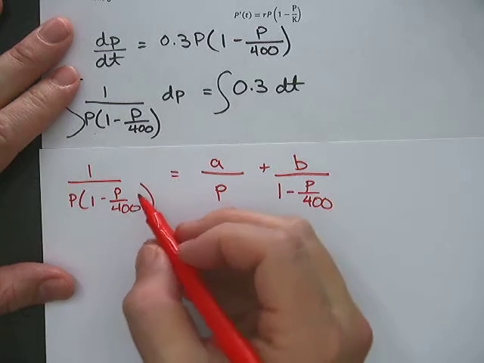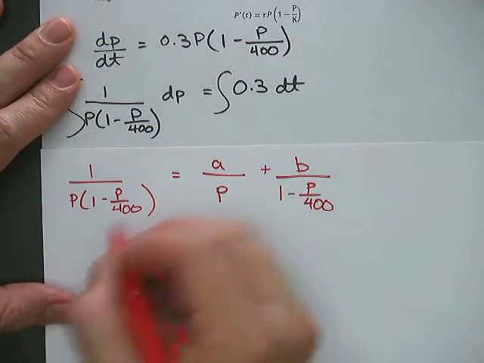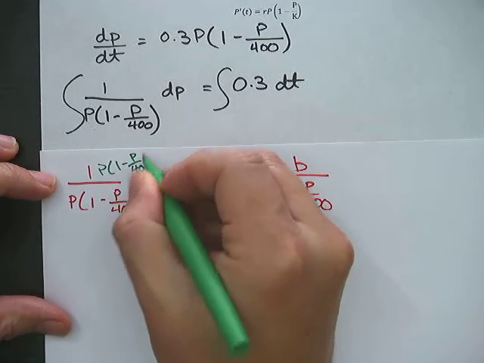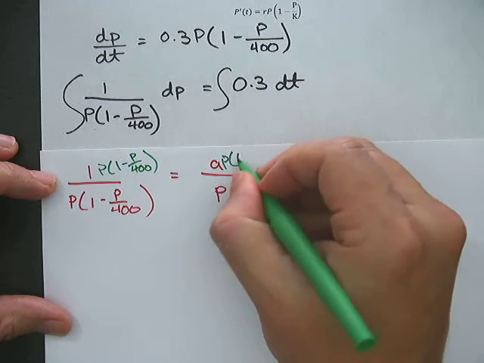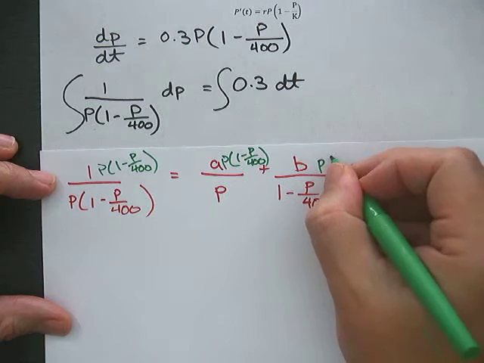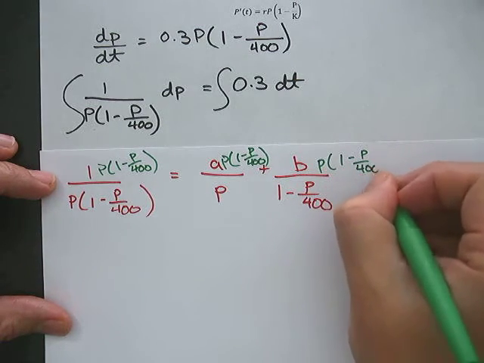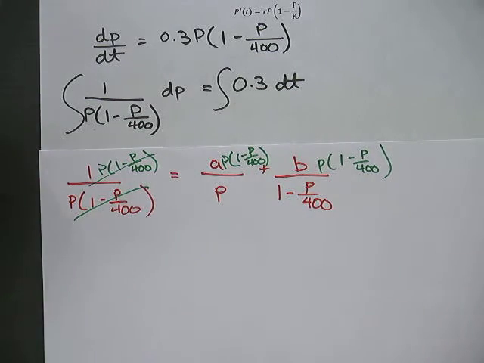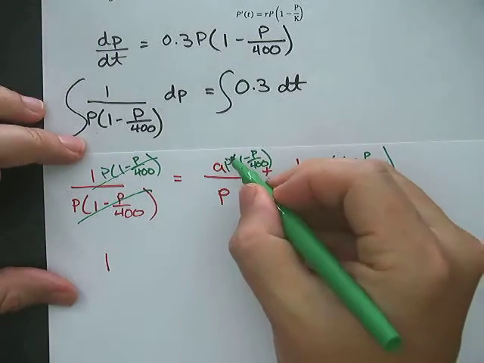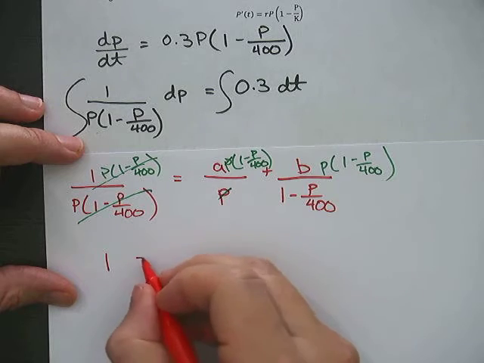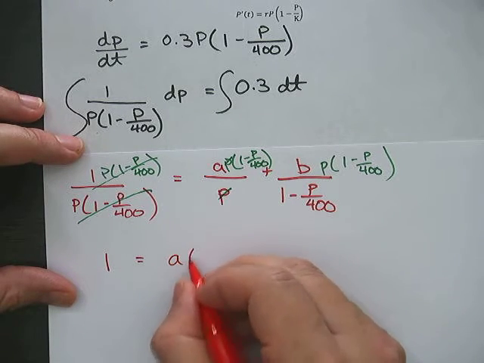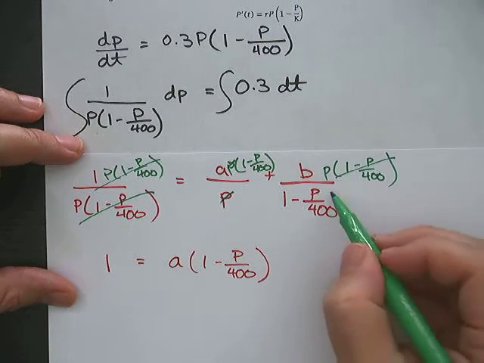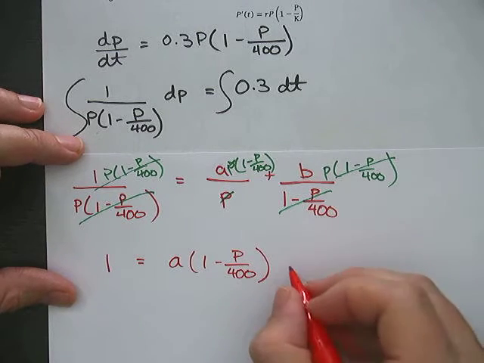How I'm going to do that is multiply everything by the denominator, P times 1 minus P over 400. If you see here, it's the same on top and bottom for the left side, so this cancels and you're left with a 1. On the A term, the P cancels, so you're left with A times 1 minus P over 400. On the B term, the 1 minus P over 400 cancels, and you're left with BP.